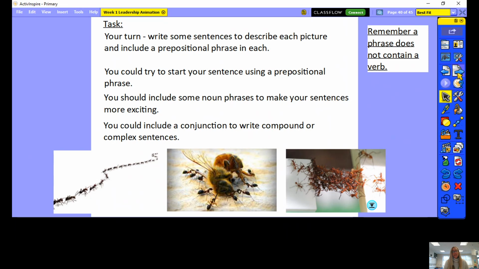Okay, so your task today is, let's see what amazing sentences you can write. It's your turn now to write some sentences to describe each picture below and include a prepositional phrase in each sentence. You could try to start your sentence using a prepositional phrase. You should include some noun phrases to make your sentences more exciting, and you could include a conjunction to write compound or complex sentences. And remember, your prepositional phrase does not contain a verb. Perhaps you might want to underline your prepositional phrase in your sentence so that they're really clear.